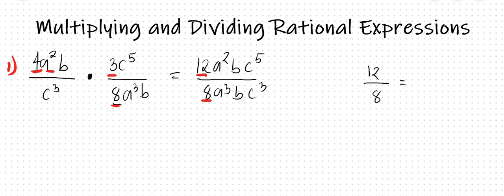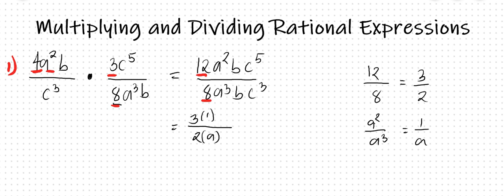That is equal to, okay, very good, 3 over 2. Kasi 12 divided by 4, that is equal to 3. 8 divided by 4, that is equal to 2. So just simply write down 3 all over 2. Then after that, the a squared and then a cubed. A squared divided by a cubed, that is equal to 1 over a, right? So 1 and then a.